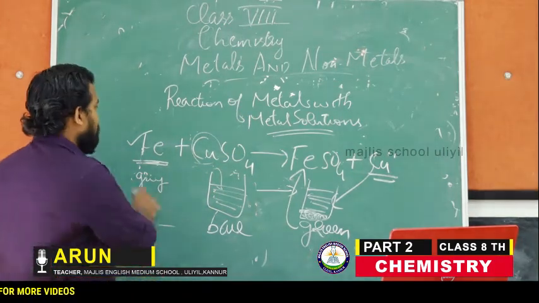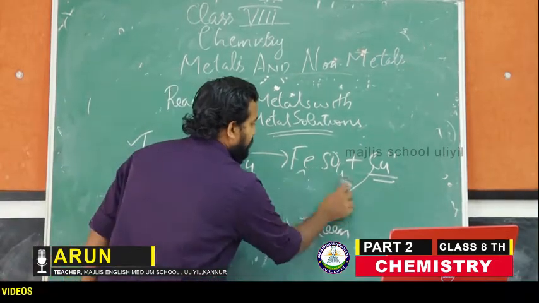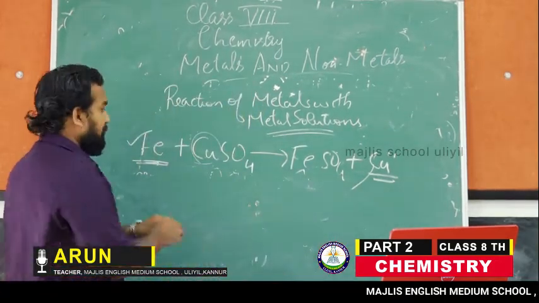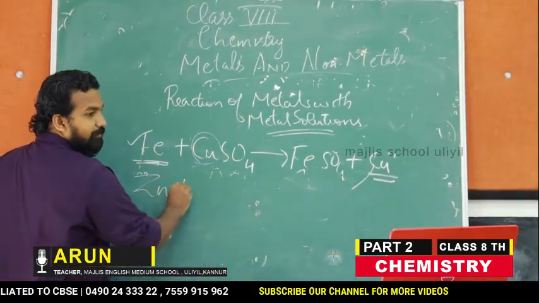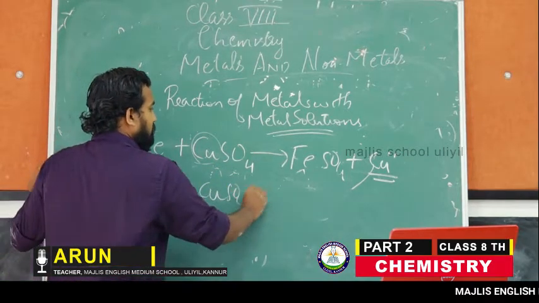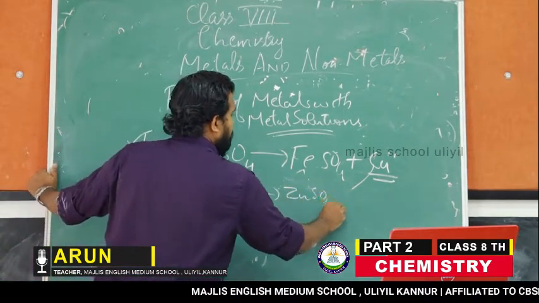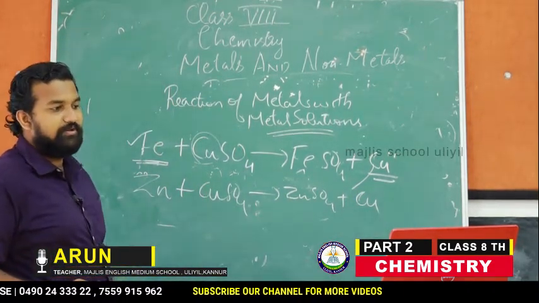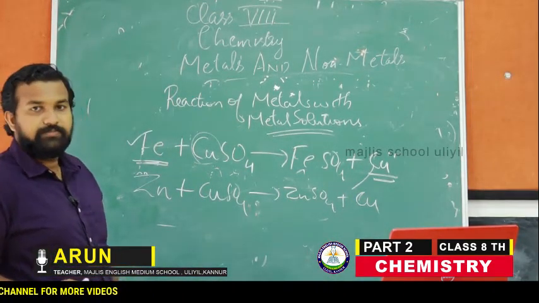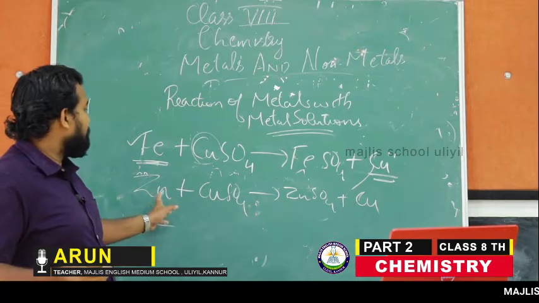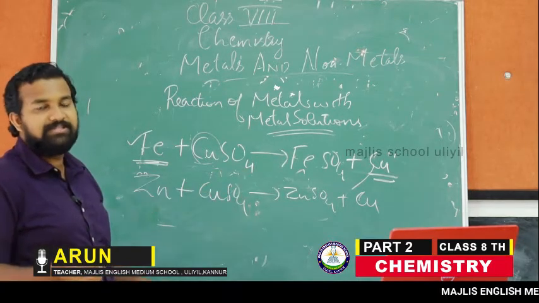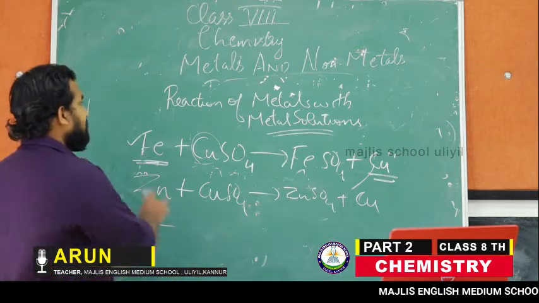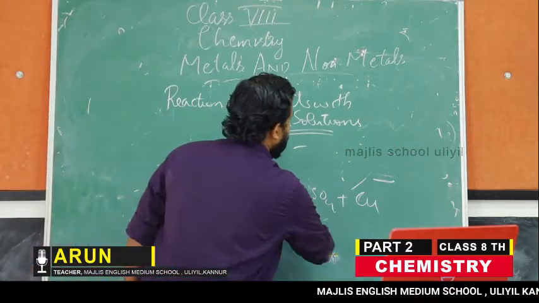That's clear? Okay, so this example you can note it down. If you want, I will give you one more example. Zinc plus copper sulfate gives ZnSO4 plus copper. Zinc will displace copper from copper sulfate and it becomes zinc sulfate. Clear?